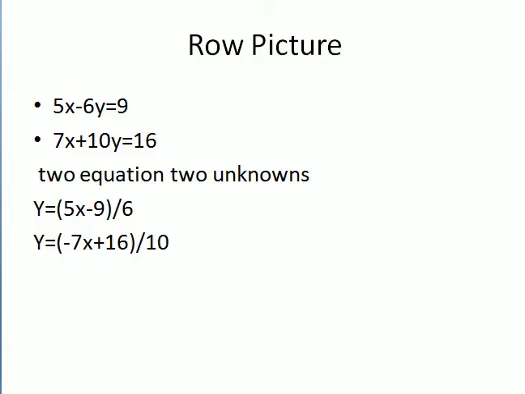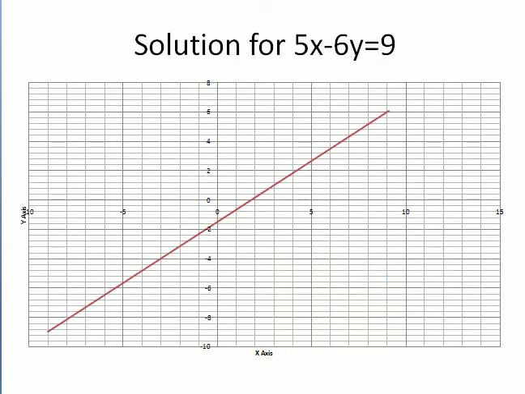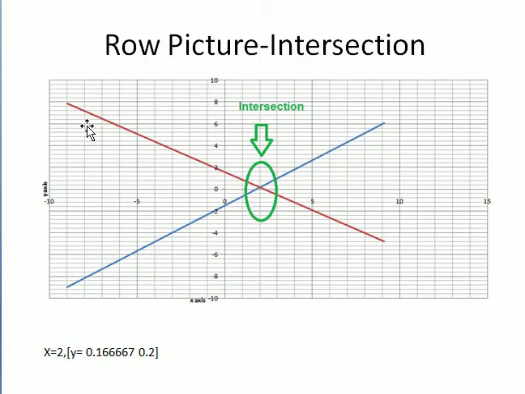Okay, now these are two equations and two unknowns. We have to find the solution, so that is what I have given here. This is the solution for 7x plus 10y is equal to 16, and this is the solution for 5x minus 6y is equal to 9. And this is the row picture intersection. The two solutions I have plotted in the same graph intersect at a point where x is equal to 2 and y is equal to 0.166 for one equation, and for the other equation x is equal to 2 and y is 0.2. So it is almost 0.2, or you can have 0.166.